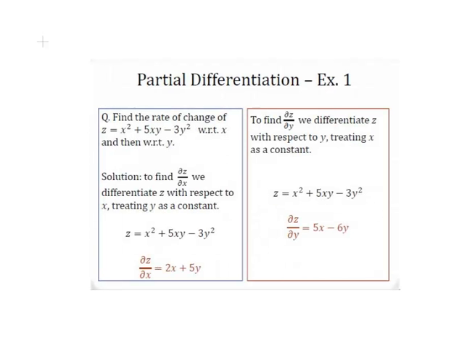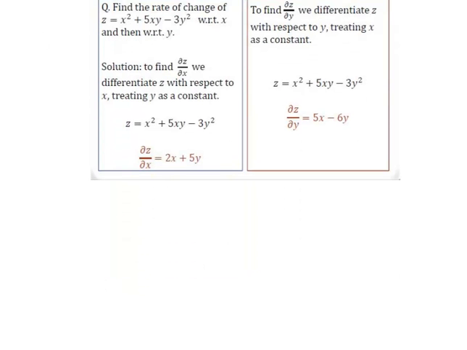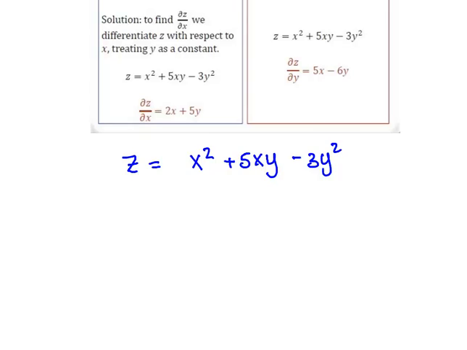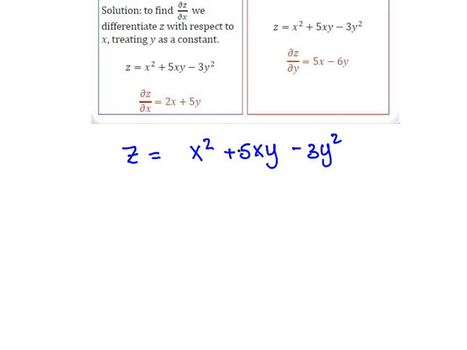Let's have a look at a few examples first off. Find the rate of change of z equals x squared plus 2xy minus 3y squared with respect to x and with respect to y. I have the answers there, but what I'm going to do is start from scratch here. So z equals x squared plus 5xy minus 3y squared. Now I'm going to do it with respect to x. I am going to slightly rewrite this.